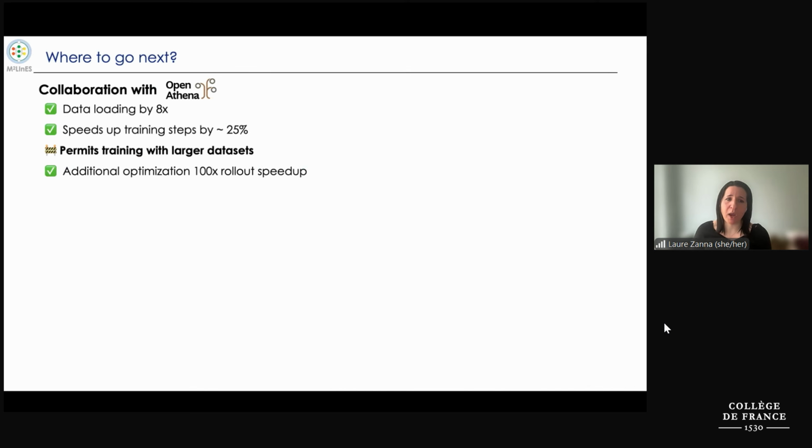Okay, so where are we going with this kind of emulation? It was a simple first proof of concept, trying to reproduce an existing model, but we've been stuck with the fact that we're not research engineers, so we're doing things in a bit of a rudimentary way. As I said, with OpenAthena, we've been working since March, I think, on upping our data loading. So now we can go by a factor of 8, and we speed up the training by about 25%. That means we can now ingest larger data sets, and that's kind of exciting. That's what we're working on.